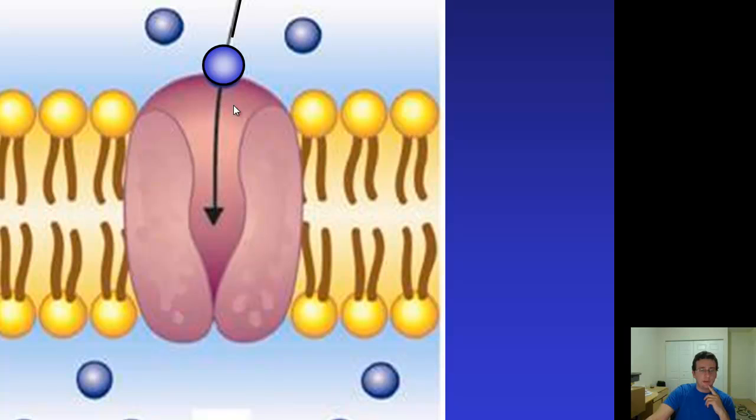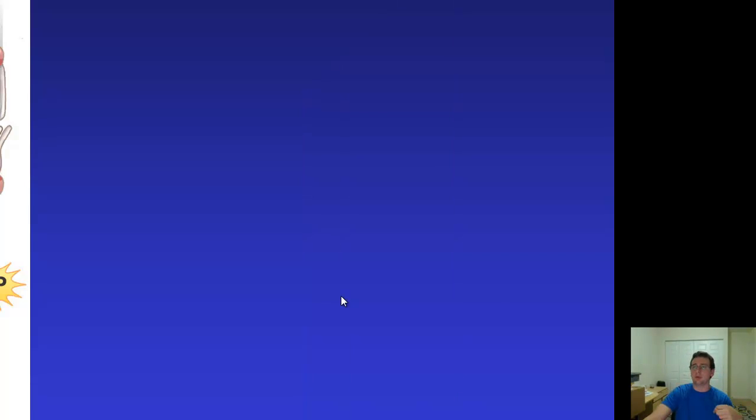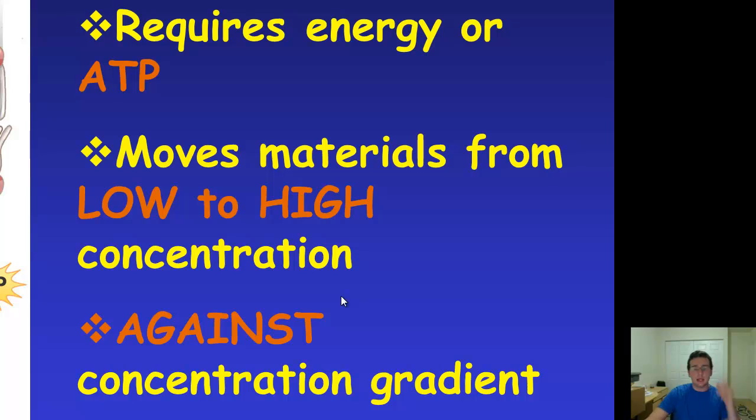So this is an example of active transport. You have more things on the inside than on the outside, so it should go towards the outside. But I want that molecule to come in. So I need to spend energy in order to pump that molecule through the membrane to the end. It's going against the gradient. Active transport moves things from low to high concentration, or in other words, against the concentration gradient.